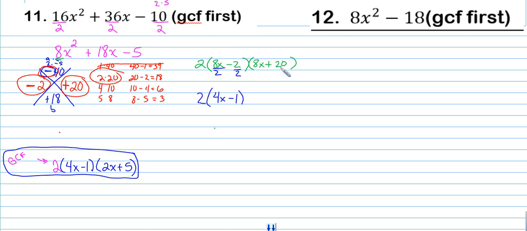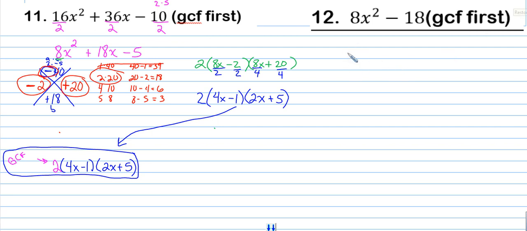And then what goes into 8 and goes into 20? Okay? Well, that's a 4. So you're going to divide both of them by 4. So you get a 2x here, and then you get a +5. Okay? Are there any questions? You'll notice that you get the same exact thing that we got there when we did the box. So it doesn't matter which method you choose.